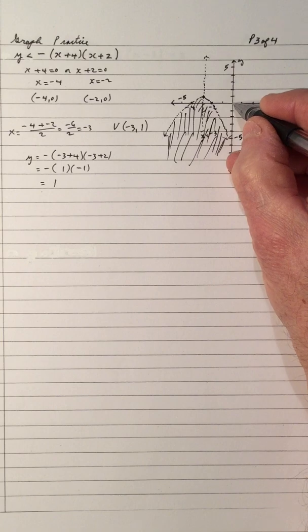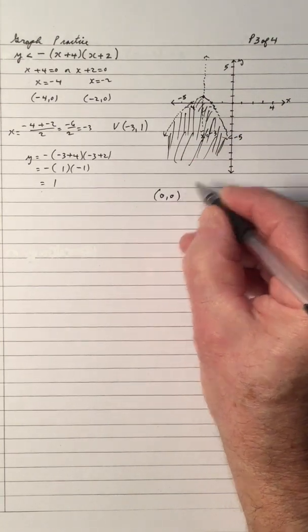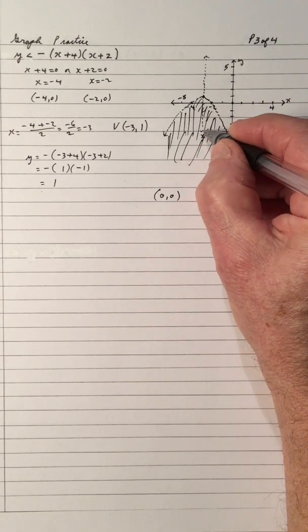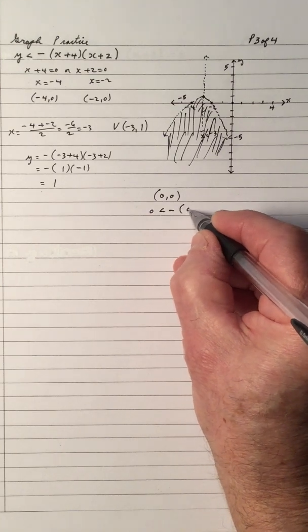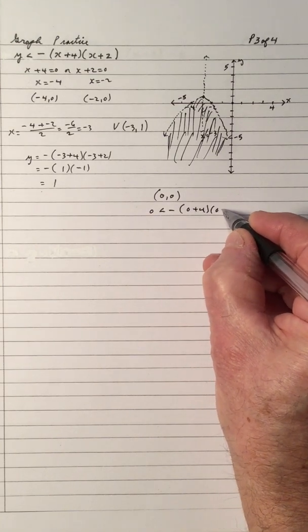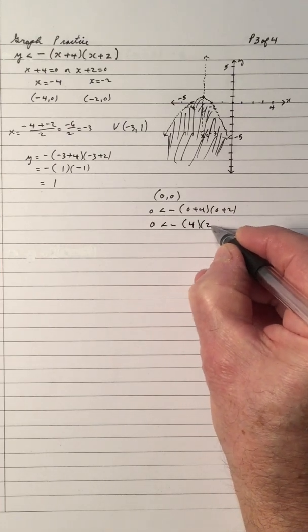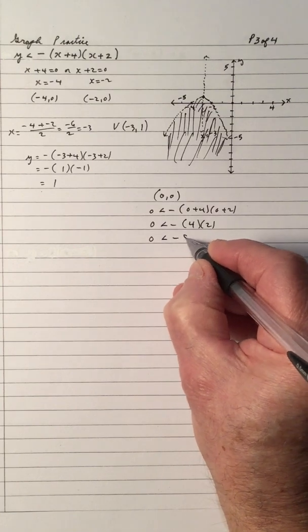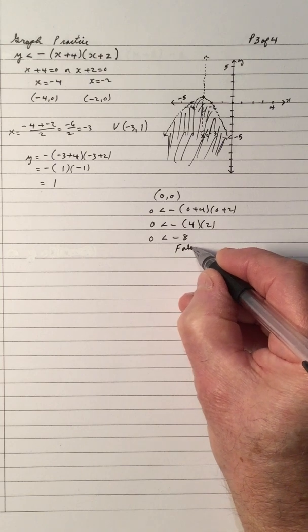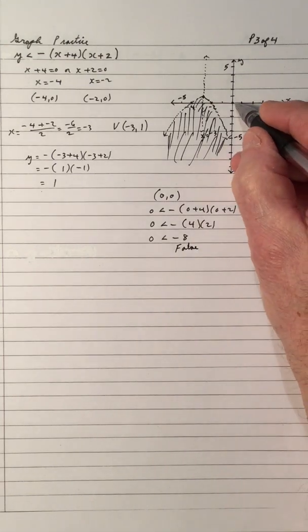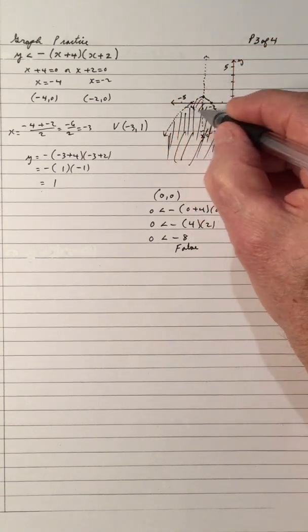And again, the point 0, 0. So if I try 0, 0 just to verify, this point is not in this shading. So let's try it: 0 is less than the negative of 0 plus 4 times 0 plus 2. 0 is less than the negative of 4 times 2, so 0 is less than negative 8, and that's false. So the shading is not outside here, the shading is in here.